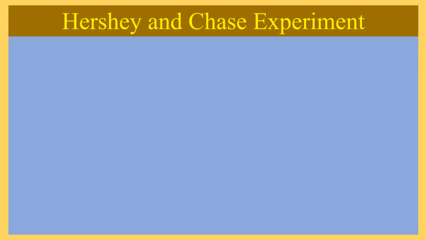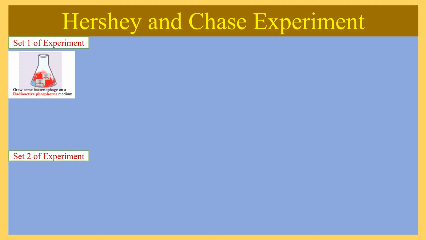Next, about the experiment. They conducted the experiment in two setups. In the first setup, they grew some bacteriophages on radioactive phosphorus media, where the DNA of the bacteriophages becomes radioactive because phosphorus is present in DNA. As you already know, the phosphate group is one of the components of nucleotides. Hence, the DNA becomes radioactive. In this diagram, the red coloration indicates radioactive DNA.